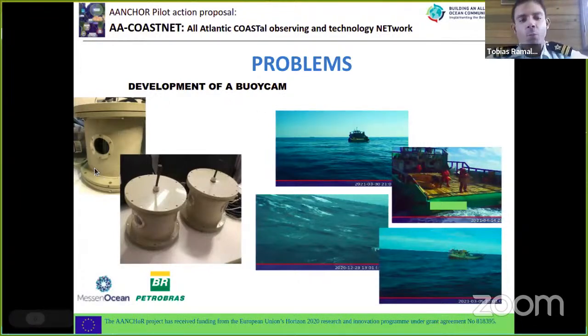And with this buoycam, we can see vessels that are close to our buoys, so if you have a vandalism, we can identify the responsible for this vandalism, like this picture here, where we can see a vessel really close to our buoys. And with this buoycam, we can also take pictures of events. So this picture here represents the tropical storm that we had in Brazil last year, the Potino.